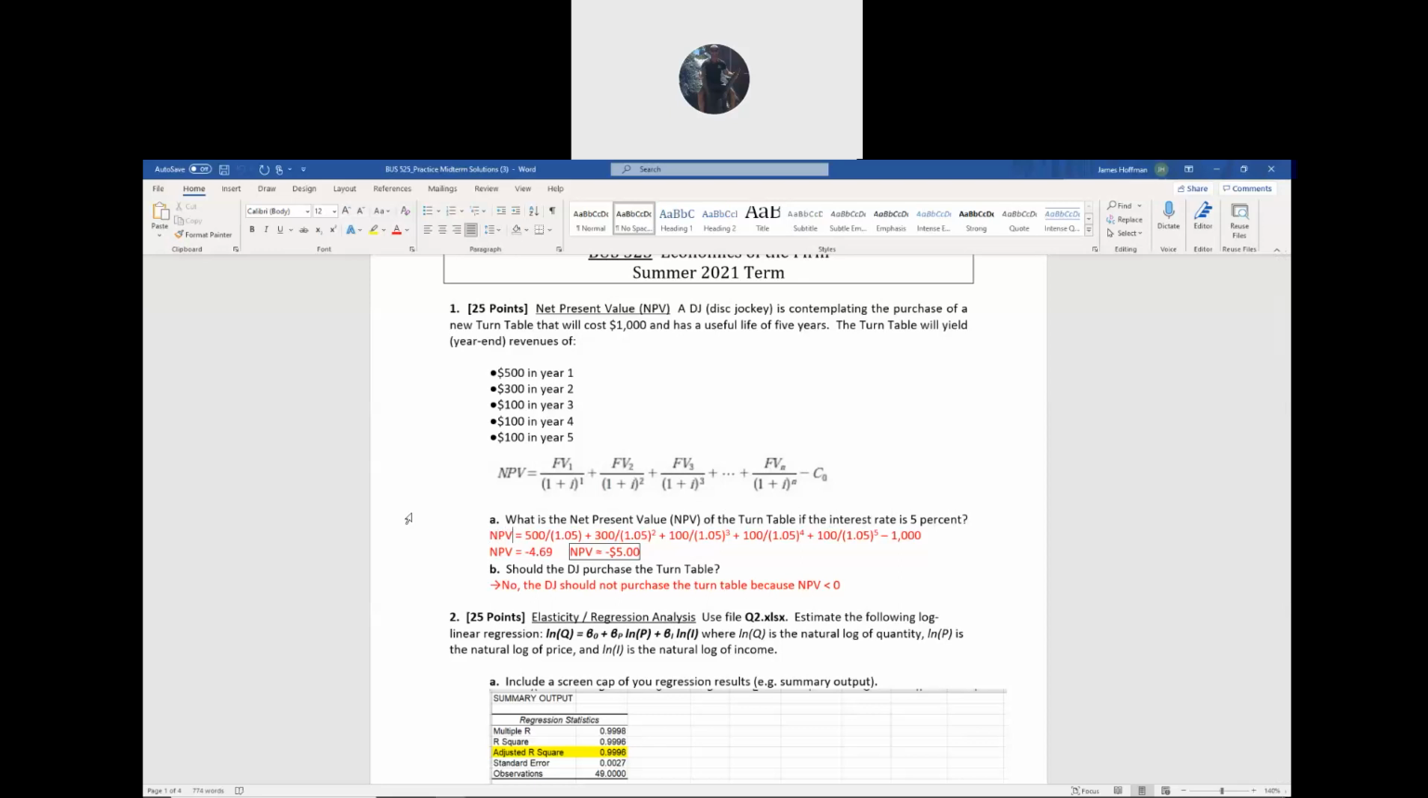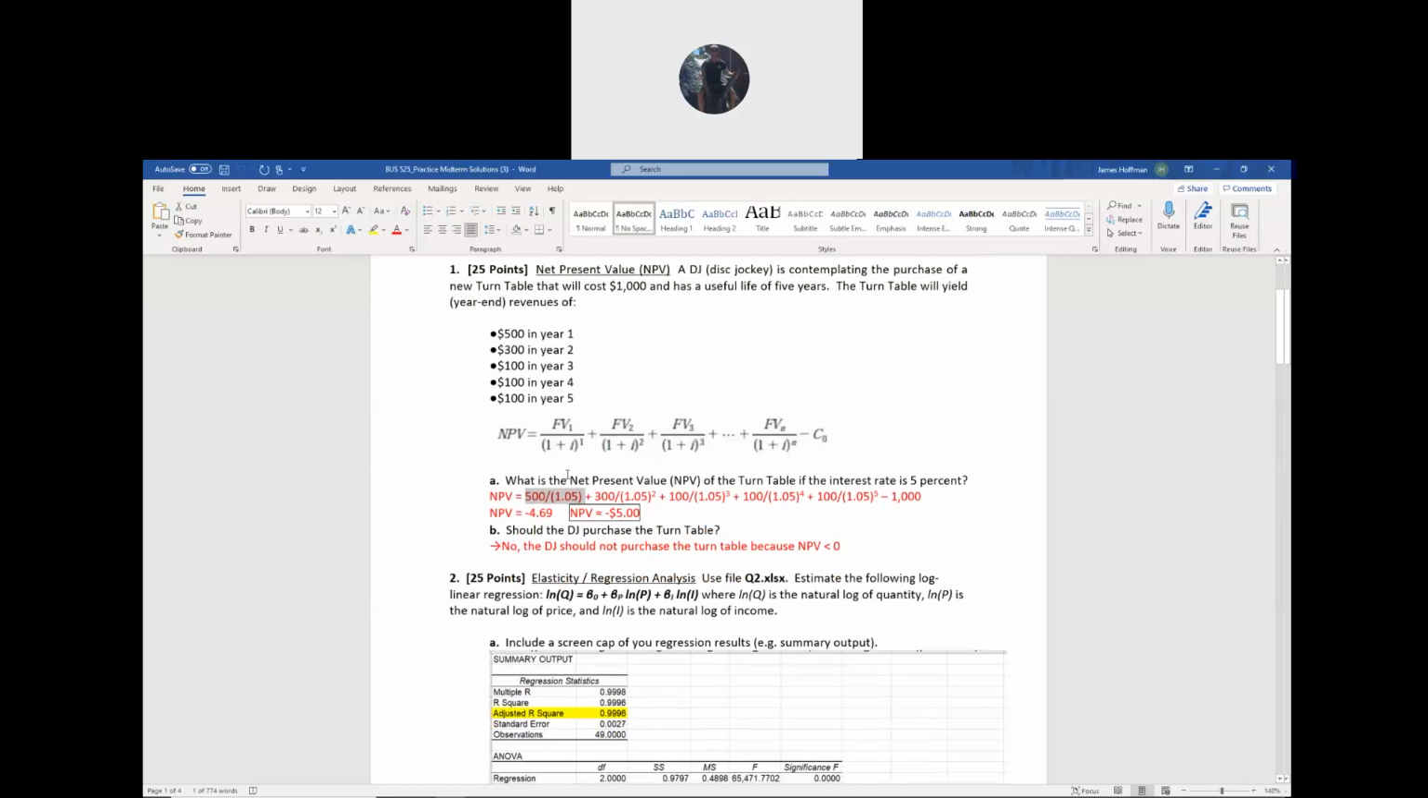cost. So in the first year, we get $500, and that's divided by 1 plus the interest rate. So 1 plus 5%, 1 plus 0.05 is 1.05. In the first year, it's just raised to the 1. In the second period, we have to wait two years. So the $300 is divided by 1.05 squared, because it's discounted squared. The interest could have compounded for 2 years. In the third year, it's 100 divided by 1.05 to the third.